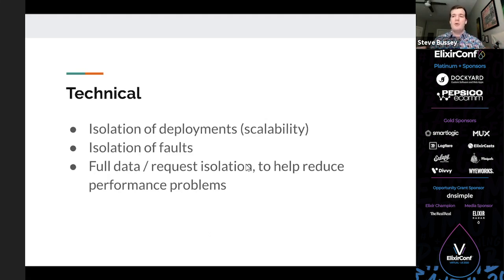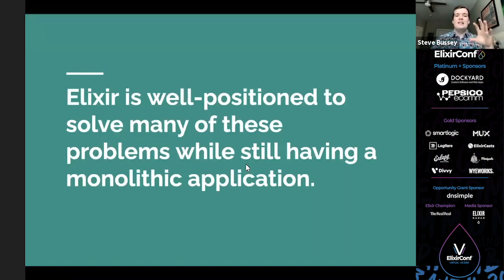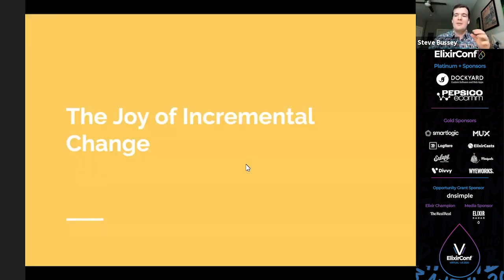Coming from the Ruby world, and I'll share a little bit about this, it can be common to have a request that affects another request, even if they're not related, because they're running on top of the same runtime. And I think that Elixir is well positioned to solve many of these problems that microservices solved historically while still having the monolithic application. So the first thing I'll be talking about is the joy of incremental change.